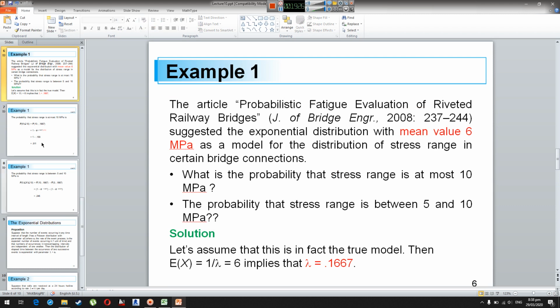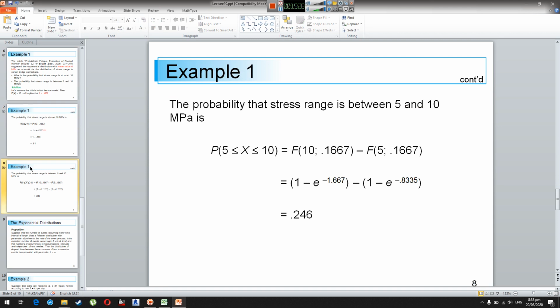We can also see the probability that the stress range is between 5 to 10. When the stress value is between 5 to 10 megapascal, we can use this equation, probability of 5 less than or equal to X less than or equal to 10. We will determine all the probability values that are between 5 and 10.